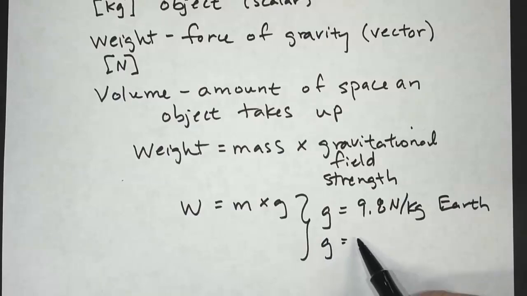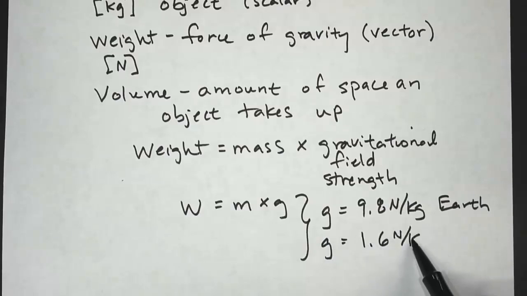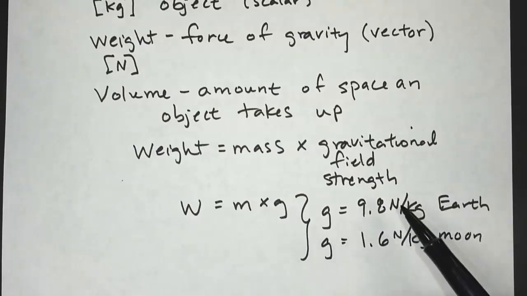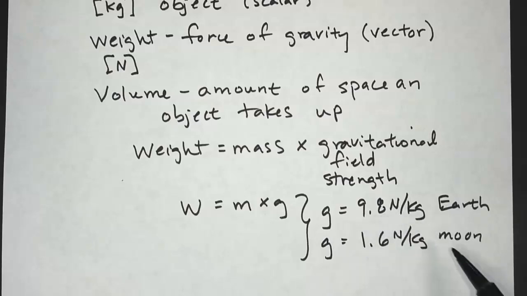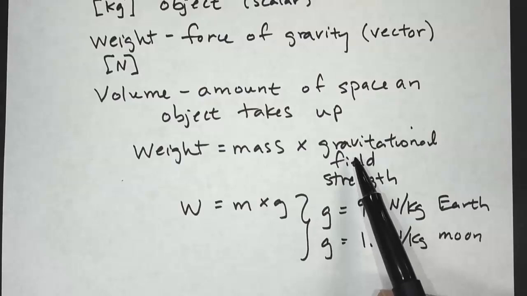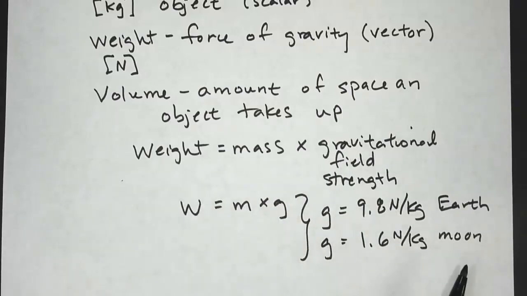And g is about 1.6 newtons per kilogram on the moon. What this is telling us is that for every kilogram of mass on Earth, it will weigh 9.8 newtons. On the moon, because the gravitational field there is different, for every kilogram you have on the moon, it's going to weigh 1.6 newtons. So if you know the gravitational field strength, which is this number right here, you take the mass times that number, and that will give you the weight for that location.